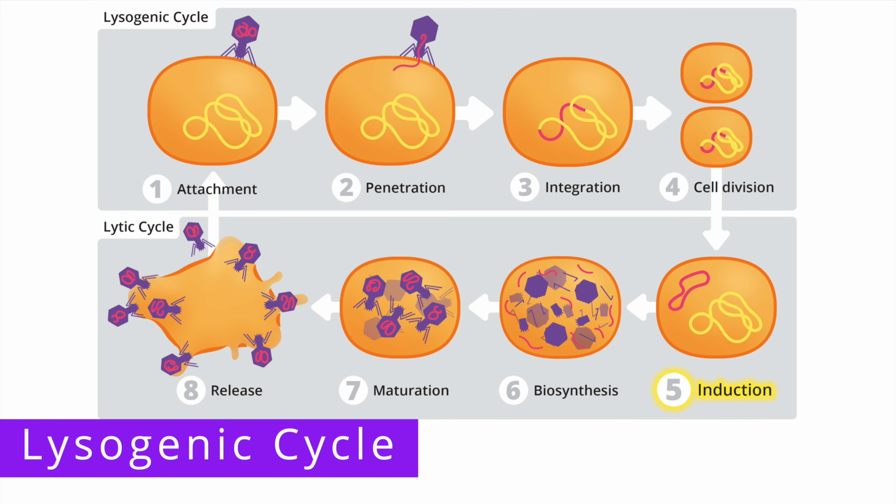So here you can see during induction, the phage DNA has been removed from the bacterial chromosome due to some kind of environmental stressor. The remaining steps are the same steps we went over earlier with the lytic cycle. So during biosynthesis, the phage takes over the host cell's machinery to make viral components. During maturation, those components are then assembled. And then during release, the viral particles are released, causing cell lysis.